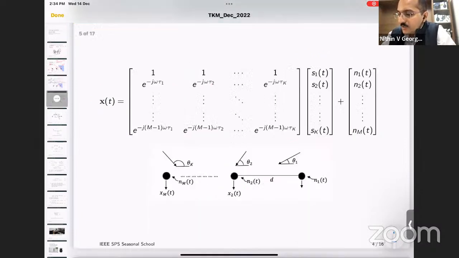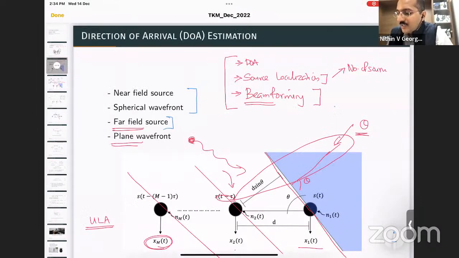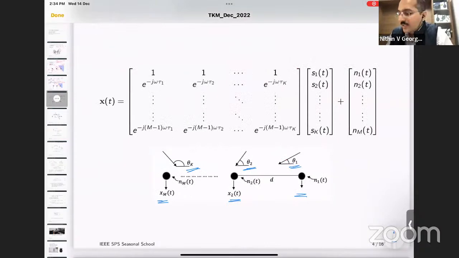Now, what is the case of multiple sources? I again have 1, 2, up to m array elements. But there is one source coming at angle theta 1, another source coming at angle theta 2, and a third source coming at angle theta k. Everywhere we are assuming that the sources are far field and the wavefront is going to be plane. That is the assumption we are taking for the time being.